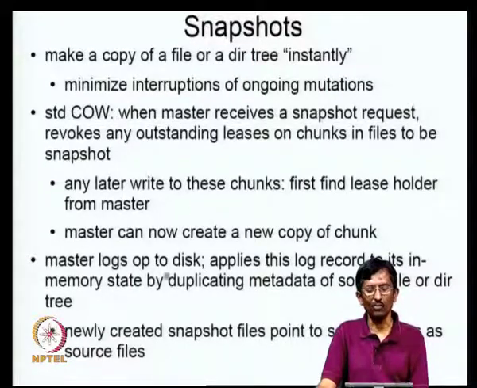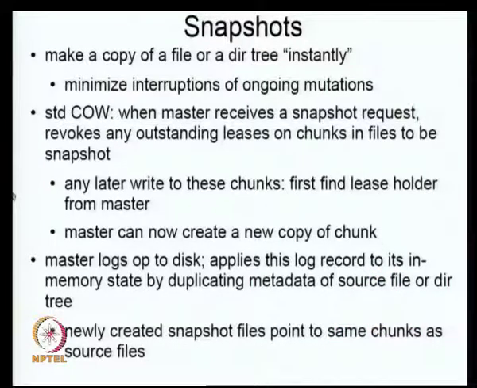Now, the master also logs the operations to disk. First, it applies this log record to its in-memory state by duplicating the metadata of the source file or directory. Basically, in a snapshot, you have a source and a destination. So you duplicate the metadata of the source file or directory first, and then you log all these things to disk. Just like in any standard snapshot, newly created snapshot files point to the same chunks as the source files. Once the update happens, that connection is broken.